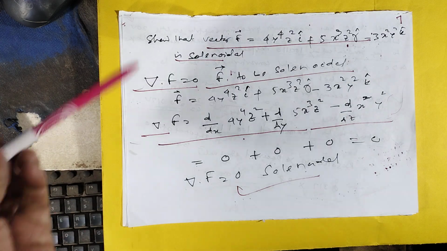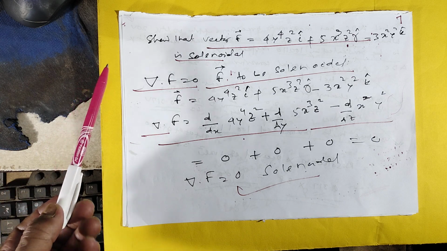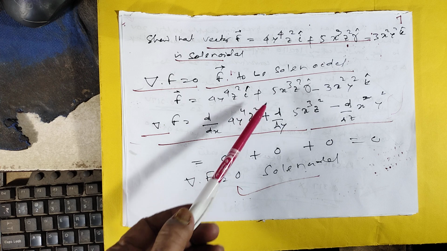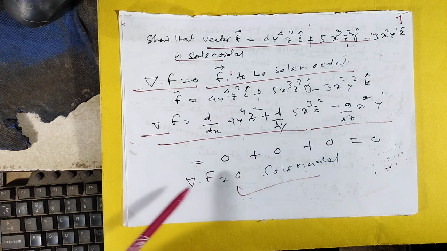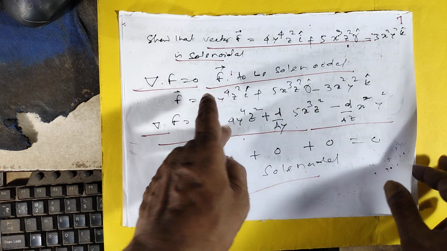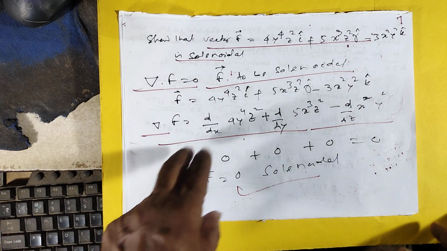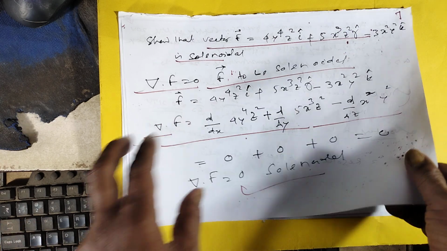Show that the vector is solenoidal. Vector solenoidal means div F should be 0, del dot F is equal to 0, but here it is coming 0, so it is solenoidal. Mine is already told, del cross F is equal to curl is equal to 0 means it is irrotational.